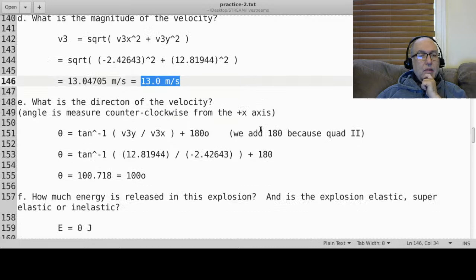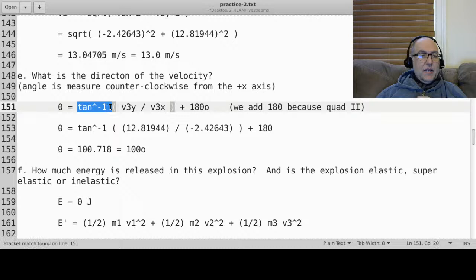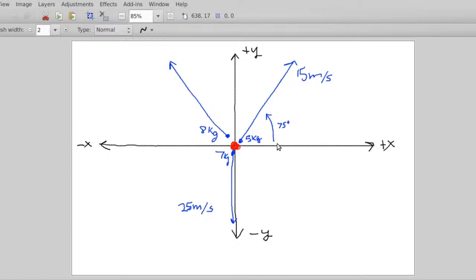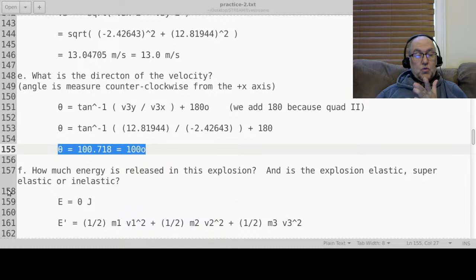And what's the direction now? The direction again is inverse tangent of the y component divided by the x component, plus 180 because you're in quad 2. If you work that out, that turns out to be an angle of 100 degrees. This time, let me just show you in the diagram: if you start on the plus x axis here and you start turning, first you pass the first vector at 75, the plus y axis at 90, keep going, and at 100 degrees, that's the direction at which the 8 kilogram mass is moving. It's different than the previous one because the 5 kilogram is heading in a different direction.